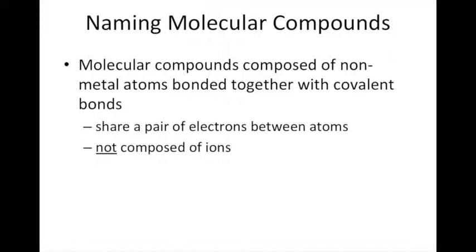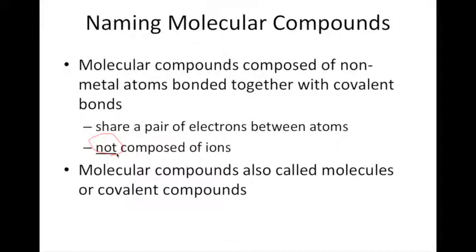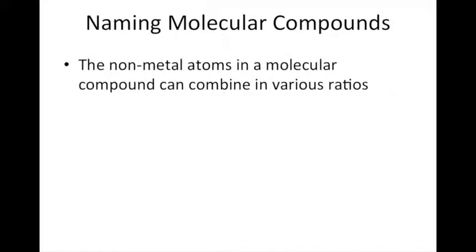Molecular compounds share electrons. So a covalent bond is a shared pair of electrons between the atoms, which is very different than a transfer of electrons between two atoms that we see with ionic compounds. So therefore, covalent compounds are composed of neutral nonmetal atoms covalently bonded together. They are not composed of ions. Molecular compounds are often called molecules or sometimes called covalent compounds.